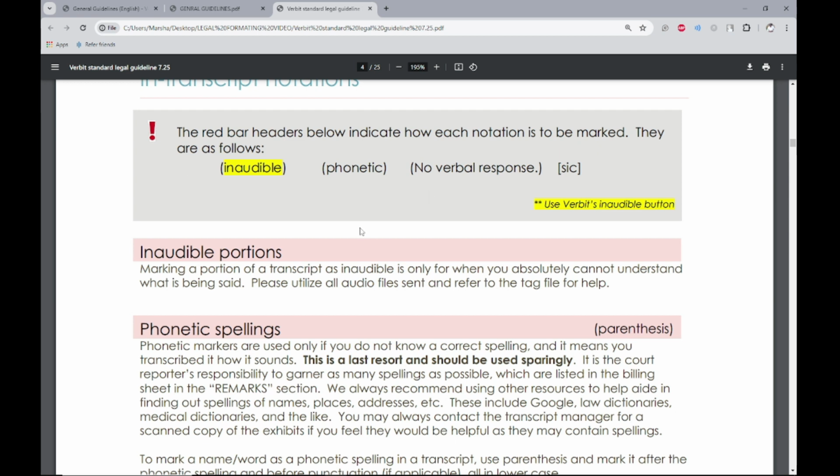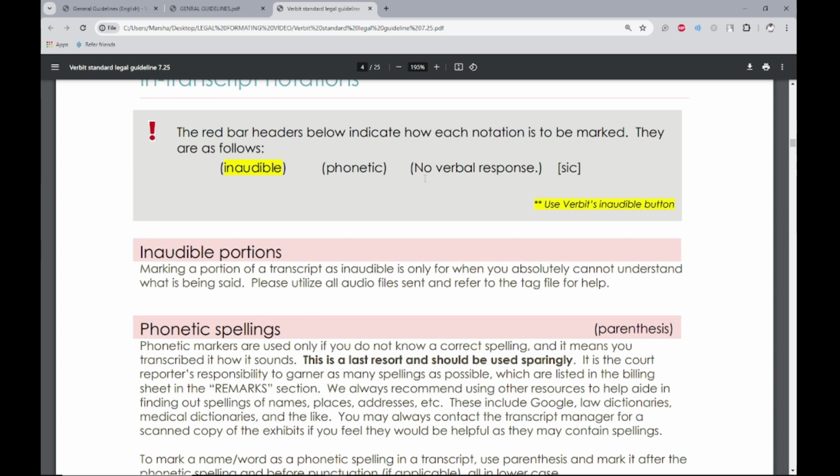Then we have phonetic. Phonetic is when you hear the name but you can't confirm it. You can't confirm it on Google, there are no notes, so you spell it the way you have heard it. That's when you put phonetic there. But when you confirm it on Google, or if it's provided by the court reporter, you are not supposed to put phonetic.